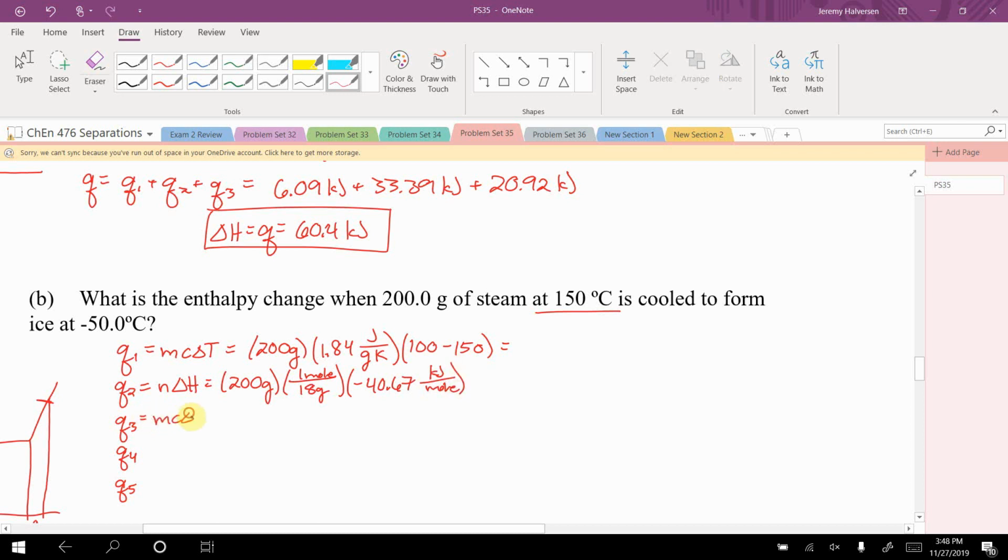Okay, Q3, I'm just cooling down my water, my liquid water. Technically these are written in Kelvin, doesn't matter again, like I said before. Final is 0, my initial is 100. Q4, I am freezing.